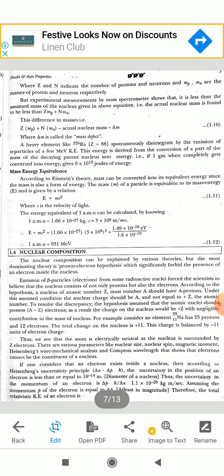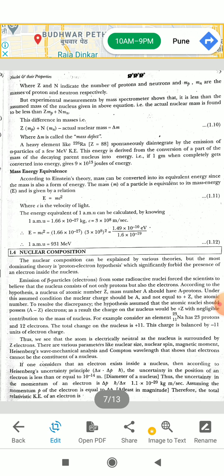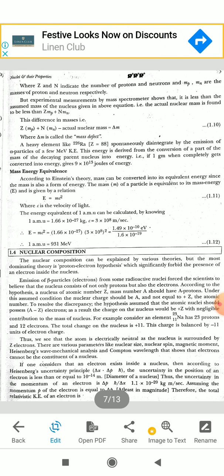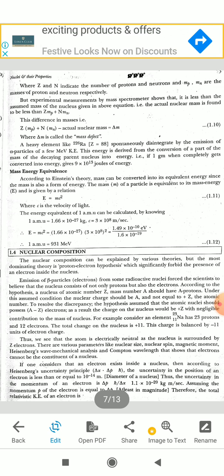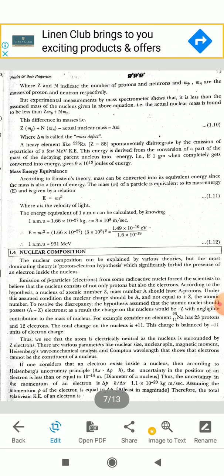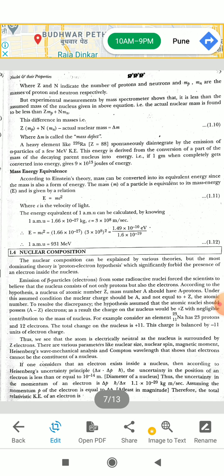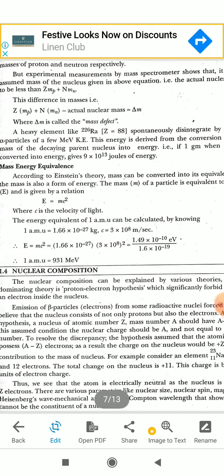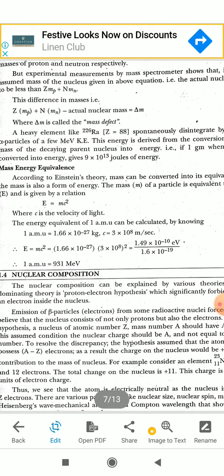So after that, using the theory, we find the actual mass of that particular nucleus. A nucleus consists of protons and neutrons. There is a mass difference between the actual nuclear mass and the nucleon mass. The mass of the nucleons means the number of protons times the mass of a proton plus the number of neutrons times the mass of a neutron. That gives a mass defect. So the mass defect is Z mp plus N mn.